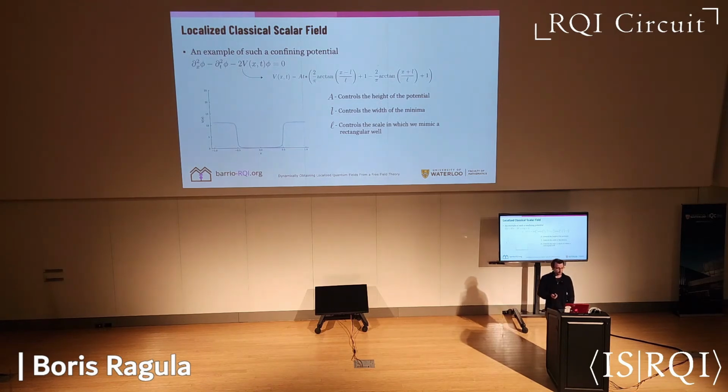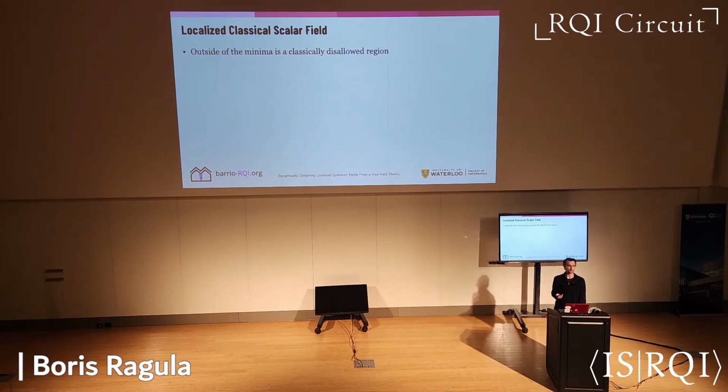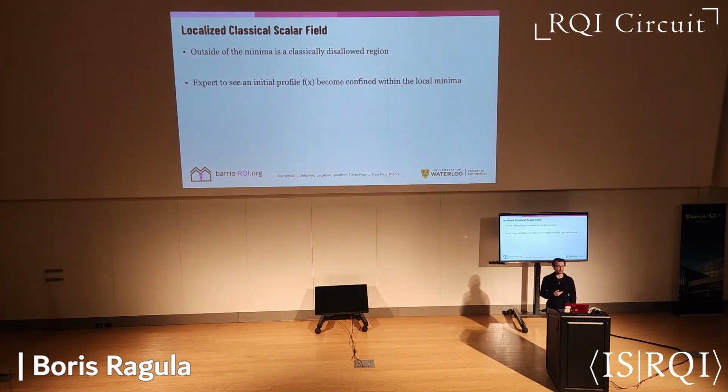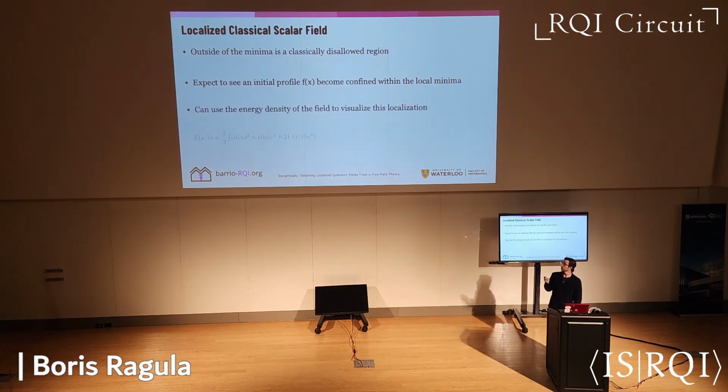And so what we expect is that outside of the minima, we have a classically disallowed region. And so we would expect that over time, as the potential is growing, the initial profile, f(x), will become confined within that minima of the potential. We'll also need some ways to visualize this. One of the ways we can do this is by showing some energy density plots of the field. And then as some sanity checks, we'll also be looking at how the energy changes over time with the addition of this dynamically growing potential.